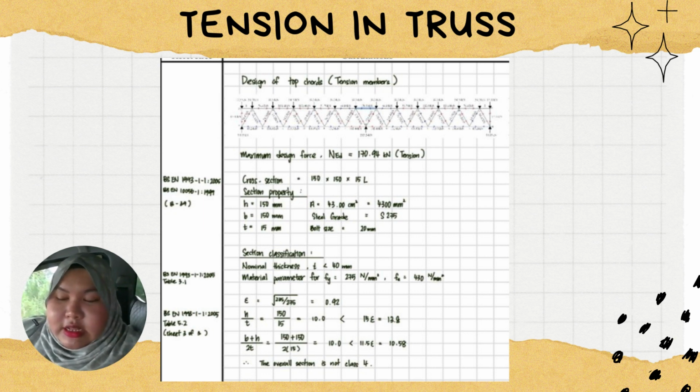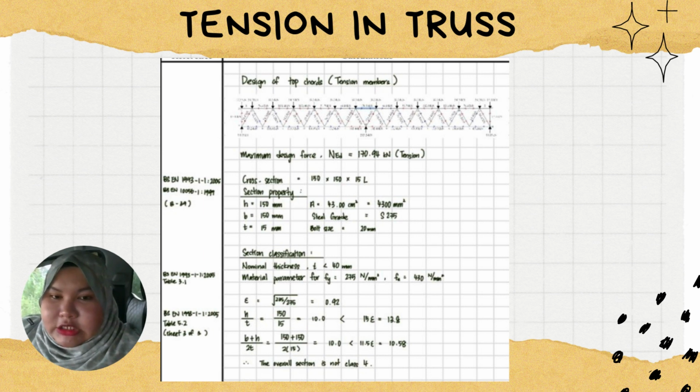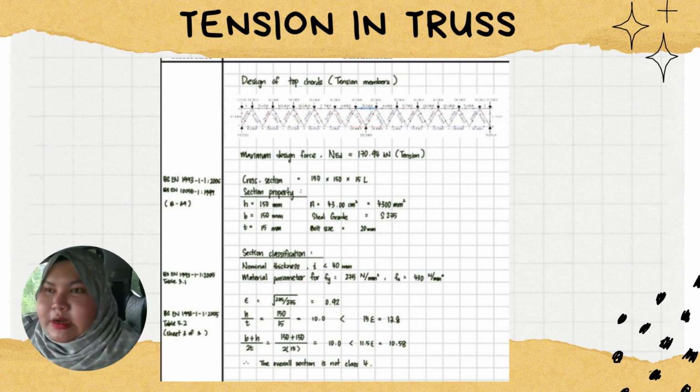Okay, second kita akan design of top chord pula, tension member. Okay, ni nilai daripada internal force STEM Pro. Kita dapat NED kita 170.94 tension. Okay, and then cross section kita, size kita 150 darab 150 darab dengan 15L. Itu kita dapat daripada buku Eurocode kat belakang. And then kita cari section property, section classification. Okay, so section classification kita the overall section is not class 4.